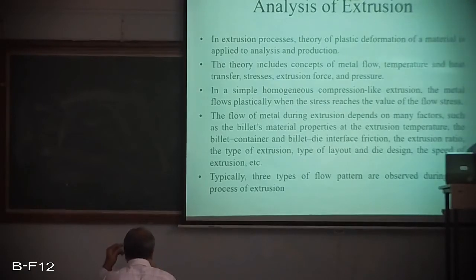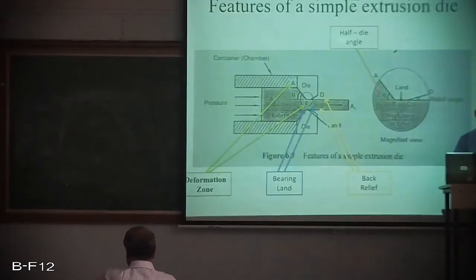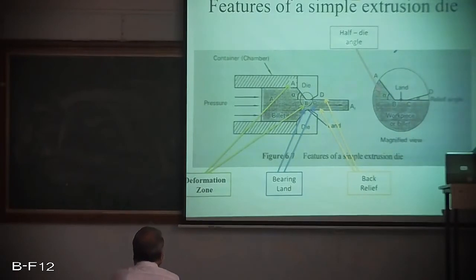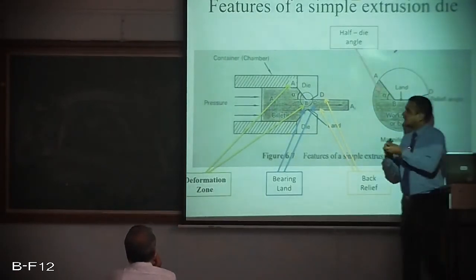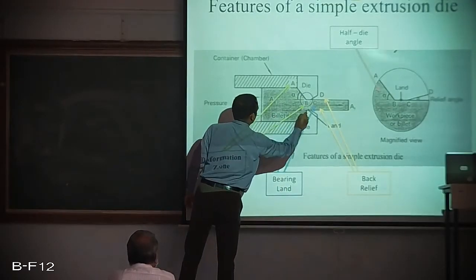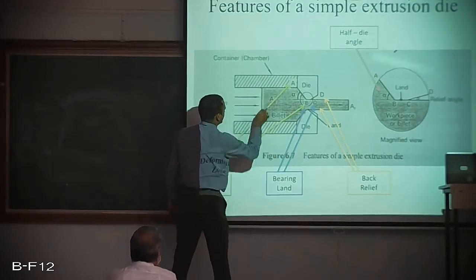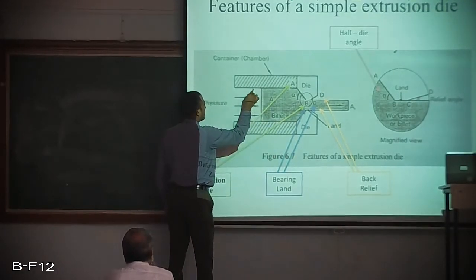So next we have the analysis of extrusion. Before we start with the analysis of extrusion, we'll try to understand the different features of a simple extrusion die. So over here we have the extrusion die, the die opening. This is the containing chamber. This is your billet. And over here we have a dummy block and we have the ram.